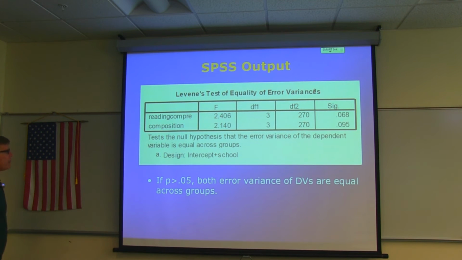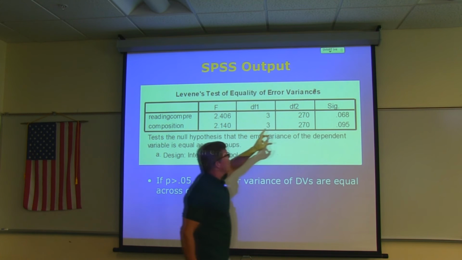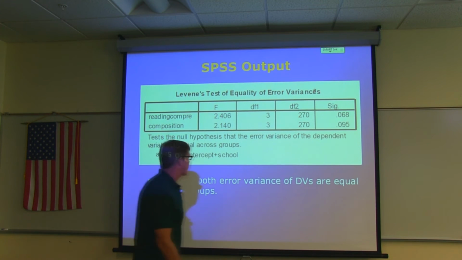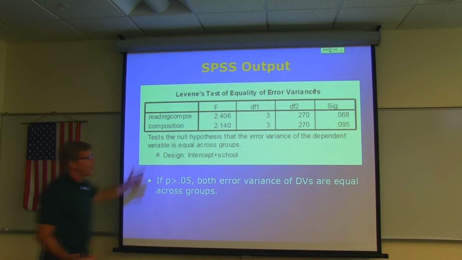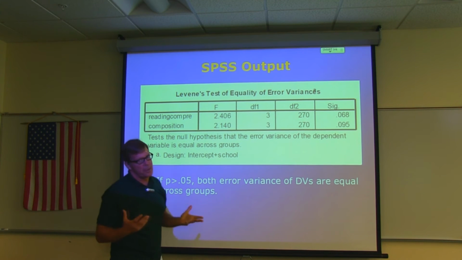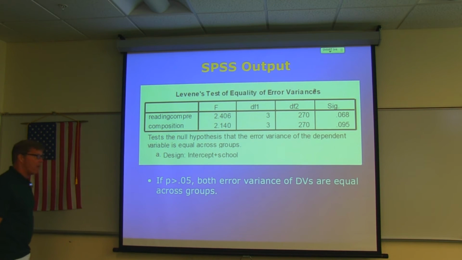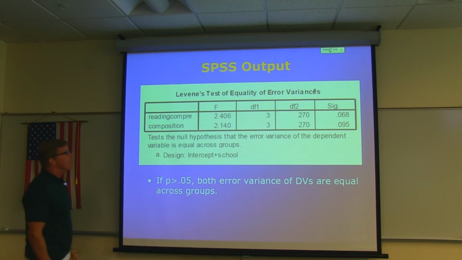Another test for homogeneity of variance. What do we see here? Well, in both cases, we see P greater than 0.05 for our DVs. What would we conclude? That the variances are equal. Okay, so in both cases, the null was accepted. What does the null imply? Equality. So if P is greater than alpha, both error variances for these particular DVs are indeed equal across groups.